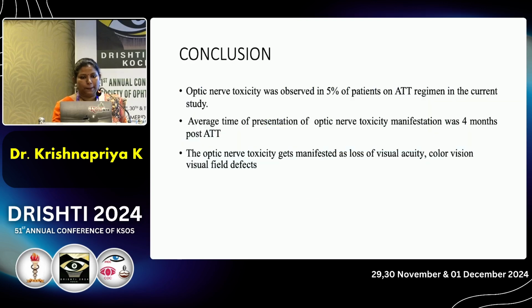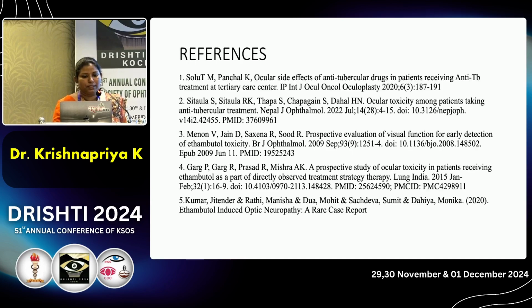So coming to conclusion, the optic nerve toxicity was observed in 5% of the patients on ATT regimen in this study. And the average time of presentation of optic nerve toxicity manifestation was 4 months post ATT. And this optic nerve toxicity gets manifested as loss of visual acuity, color vision, or visual field defects. So these are my references.